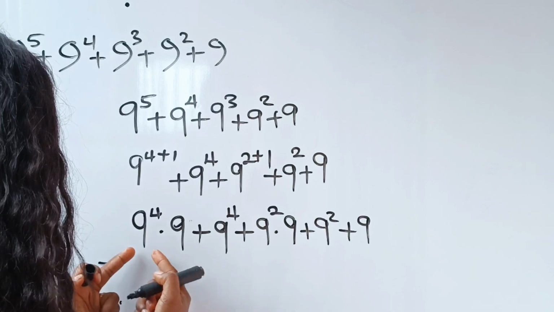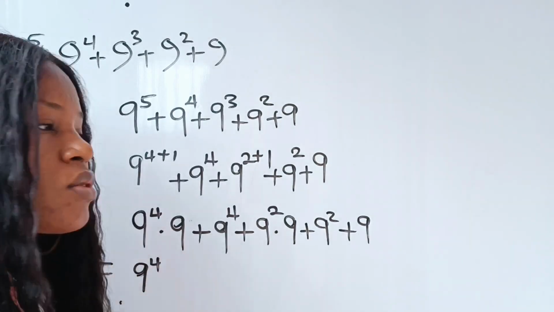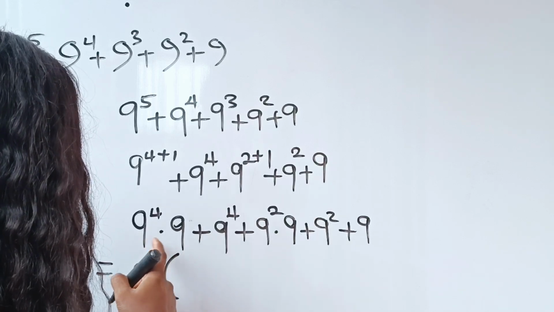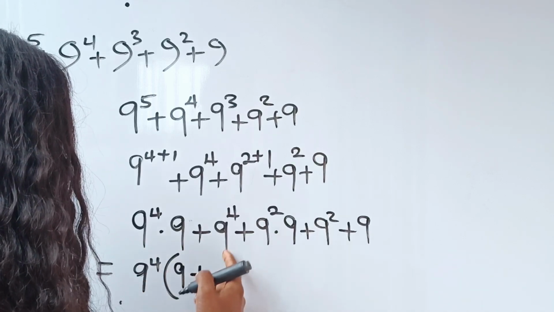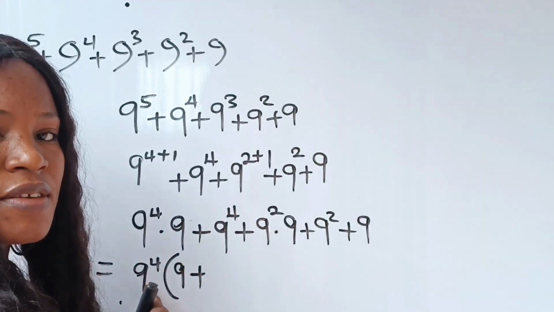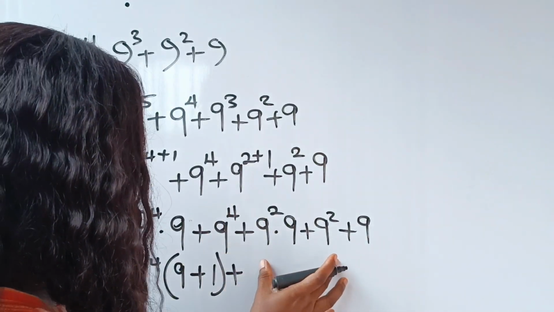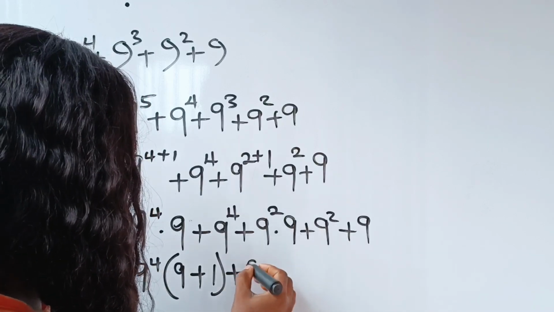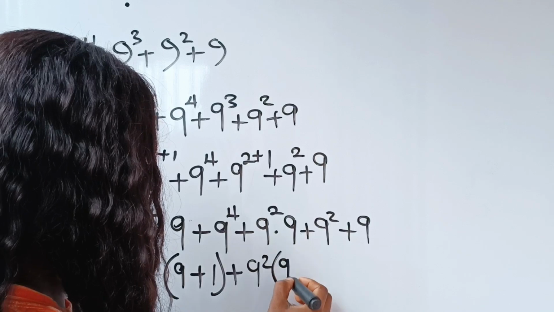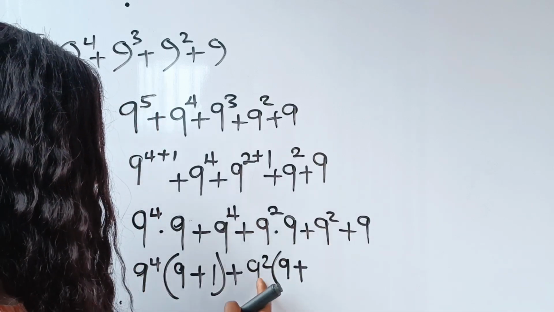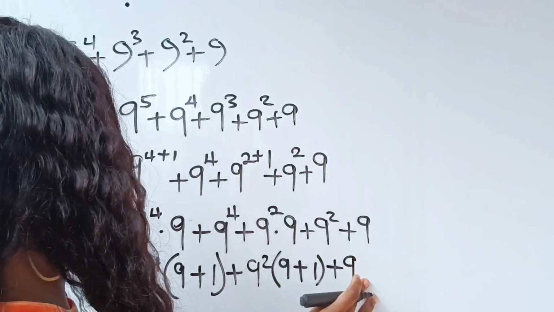This is equal to, so here we can factorize 9 to the power of 4 out. And when we do that, when this is divided by 9 to the power of 4, we have 9 remaining. Plus when 9 to the power of 4 is divided by 9 to the power of 4, we have 1. Plus, similarly here, we have 9 to the power of 2. When this is divided by this, we have 9 remaining. And when this is divided by itself, we have 1, plus 9.